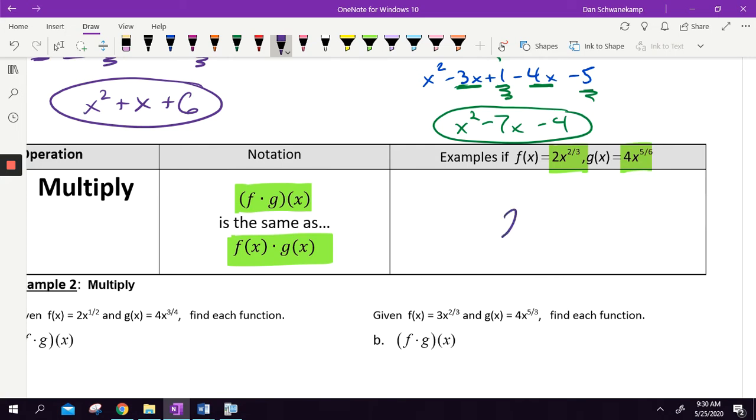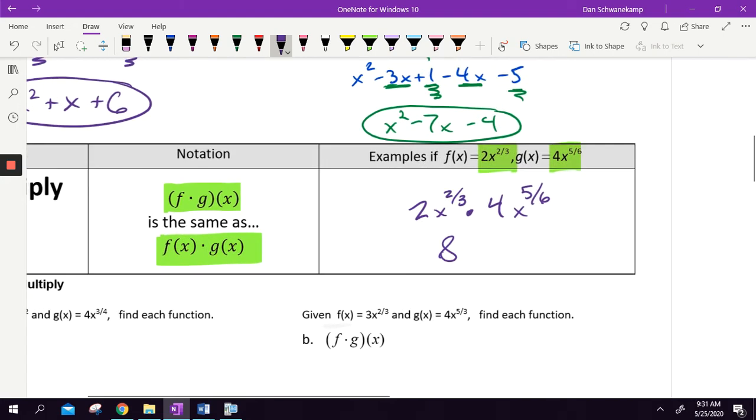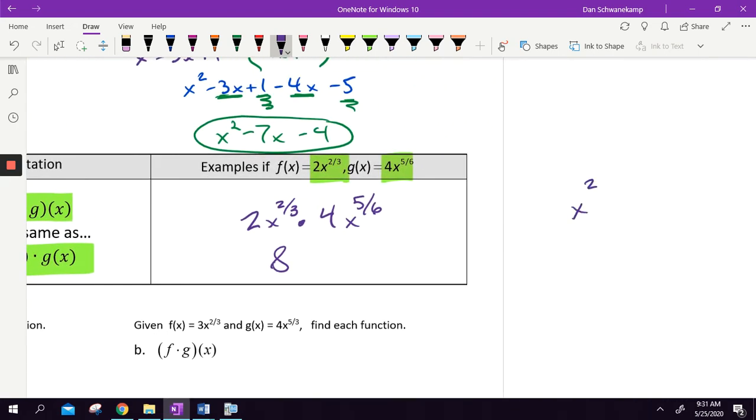f(x) times g(x) would be 2x^(2/3) times 4x^(5/6). Well, what would we do? Well, we multiply. 2 times 4 is 8. 2/3 and 5/6. Well, if I wanted to put those two things together, what do you need to do with exponents if you're multiplying their bases? You would have to add them. And so I would want to get a denominator of 6. So I'm going to make this become 4/6 plus 5/6. I just multiplied top and bottom by 2 to make it have common denominators. So 4/6 plus 5/6 would be 9/6. Reduce that thing. 3/2 would be my new exponent.